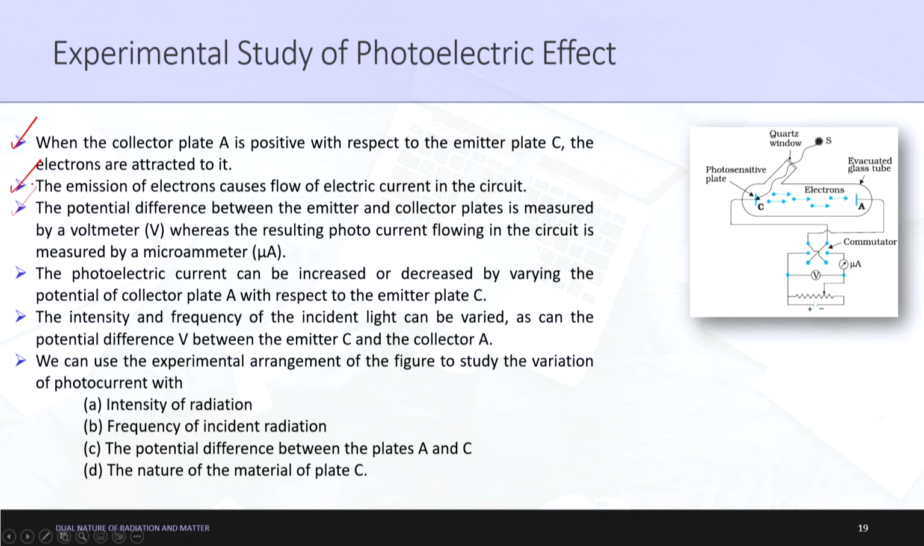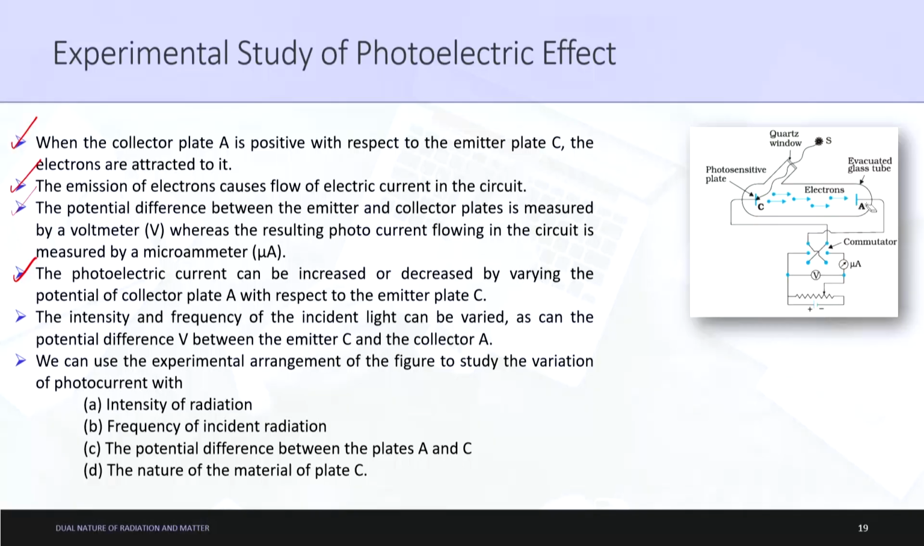Okay. So, this is again theoretical portion only. So, you just need to explain so that you can understand what is happening here. The photoelectric current can be increased or decreased by varying the potential of the collector plate A with respect to emitter plate C. Quite evident, because even if you try to change this potential, then the amount of electrons will change, the rate of acceleration of electrons will change.